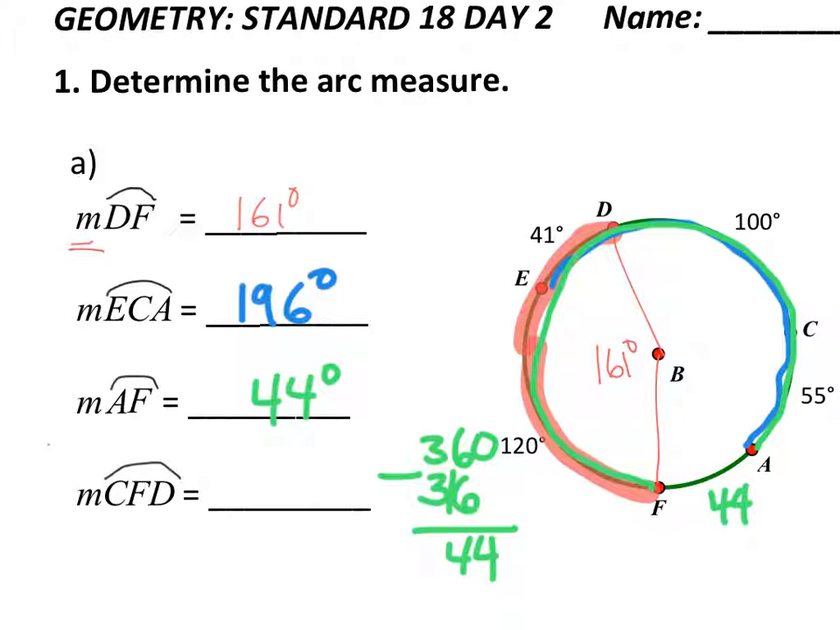The last problem, we're finding the measure of arc CFD. So we're adding C to F right here. And so 55 plus 44 plus 120 plus 41. So adding up that list, we'll get 260 degrees.